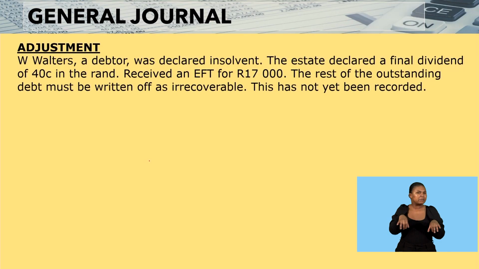Welcome back, dear learners. Before the ad break, we did bad debts and bad debts recovered. Let us see the activity that I have here with me. It reads, W. Waters, a debtor, was declared insolvent. The estate declared a final dividend of 40 cents in the rand, and we received 17,000. The rest of the outstanding debt must be written off as irrecoverable. This has not yet been recorded.